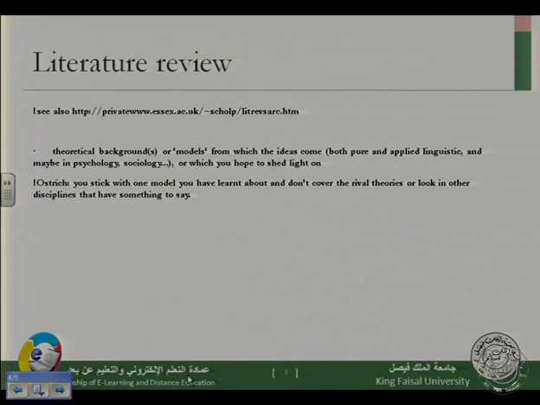Strict. You stick with one model you have learned about and don't cover the rival theories or look in other disciplines that have something to say. Let's say that, well, because you like that model or that theory, you stick to it. And you don't even mention that there are other theories in the field. Don't expose yourself as not knowledgeable in your field. No, say, well, there are different theories. I'm going to stick to that theory because blah, blah, blah.